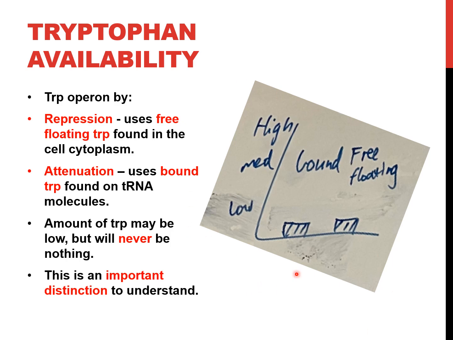So you can see this here. In this case, what I've drawn, bound tryptophan is low, free-floating tryptophan is also low. If it was more up here, it'd be medium, more up here, high.